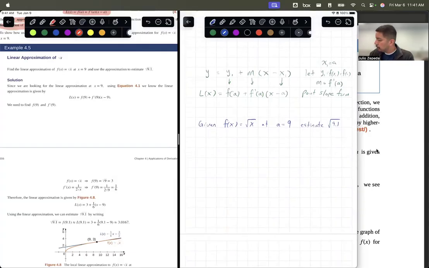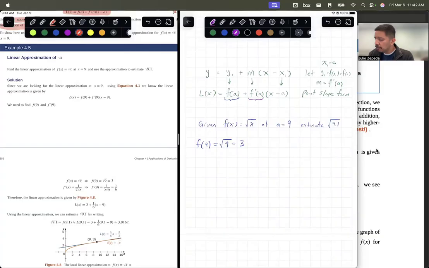Okay, so here, a is equal to 9. And so I'm going to find, let's start with f of a, which is f of 9. This is the square root of 9. And that's easy. That's just 3. Now we can find f prime of a. Let me highlight it with a different color.